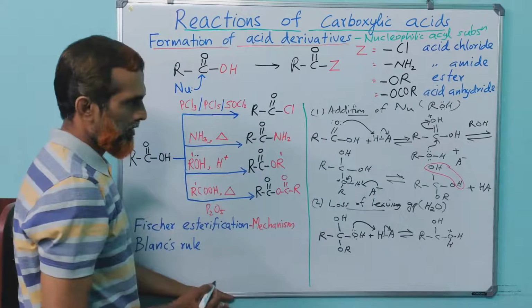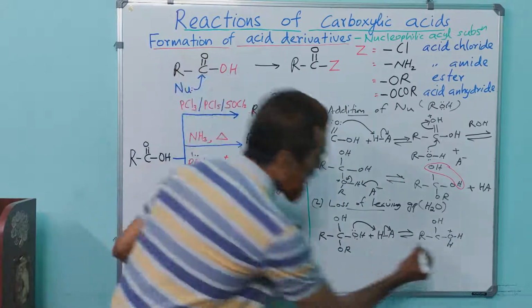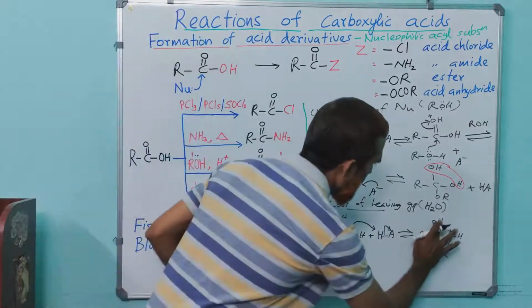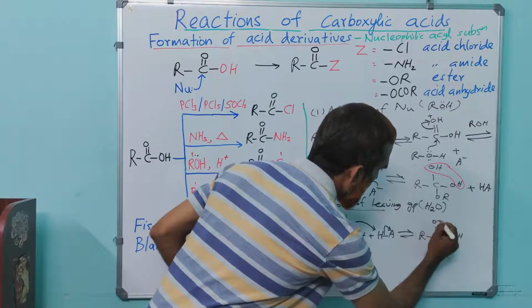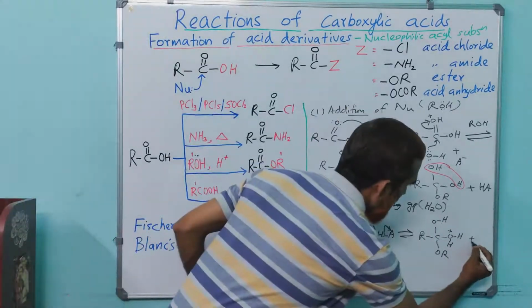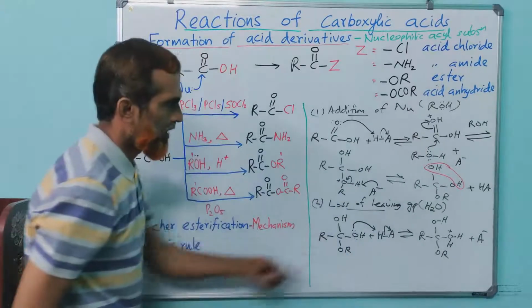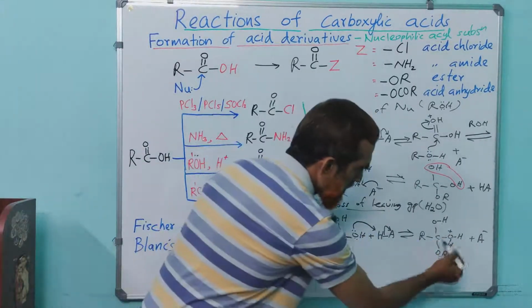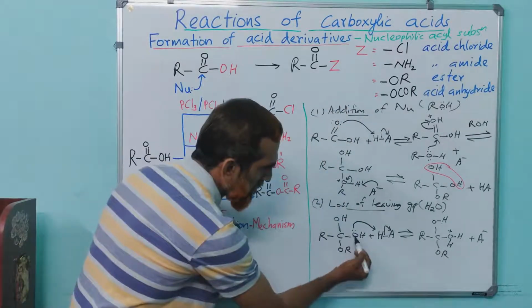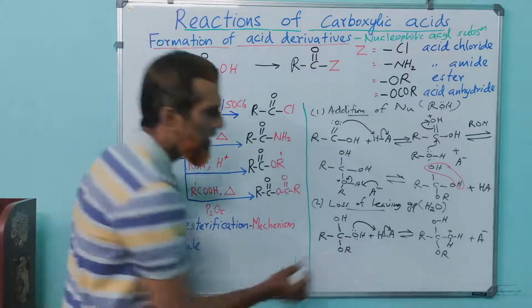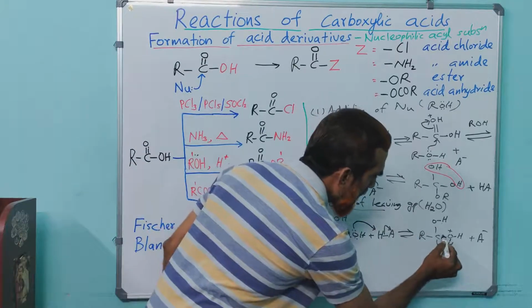Okay. Then OR here. Let me show this OH clearly. Plus A minus is removed here. Now this will go. This is now the better leaving group. OH is not a good leaving group. So protonation makes it a better leaving group, because now this easily breaks.